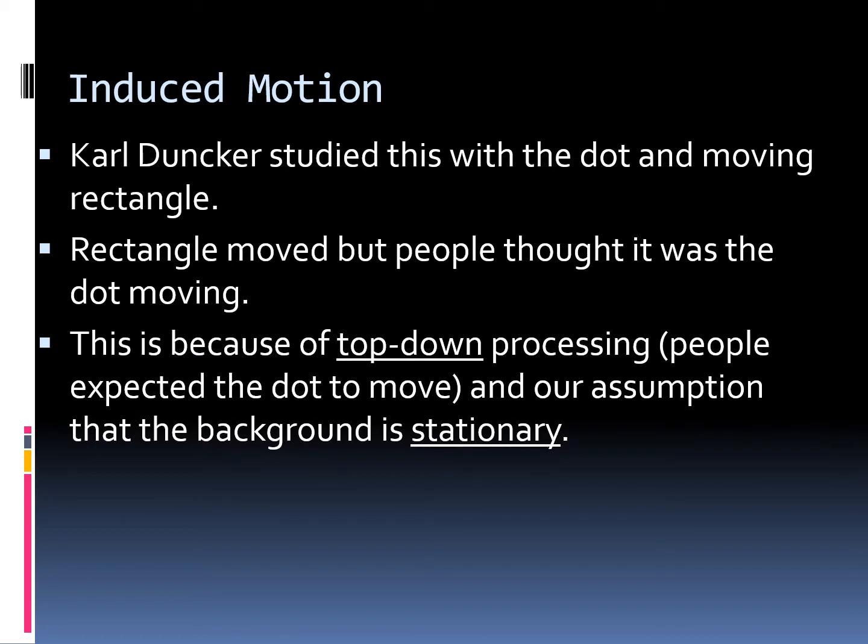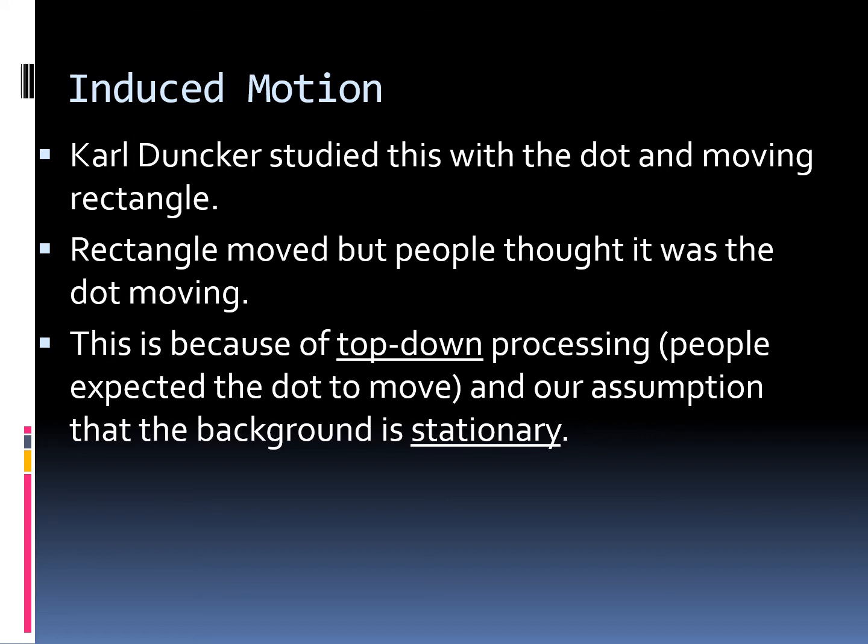Induced motion. So I'll show some examples when we meet in person and post some videos, but induced motion is where Carl Duncker studied this with the dot and the moving rectangle. The rectangle moved, but people thought it was the dot moving. This is because of top-down processing. Remember, we talked about that earlier. It's where people expected the dot to move and our assumption that the background is stationary. So induced motion, in fact, I don't think there's a good video for it. I've tried finding some. If I do find some, I'll show you guys.